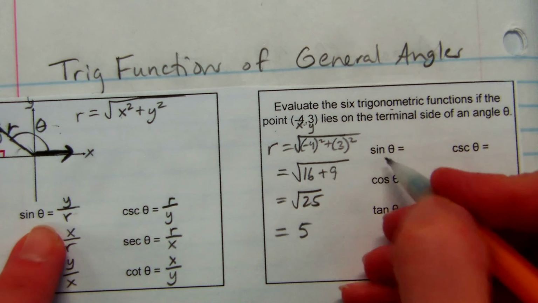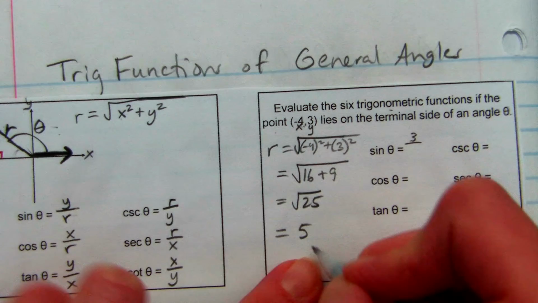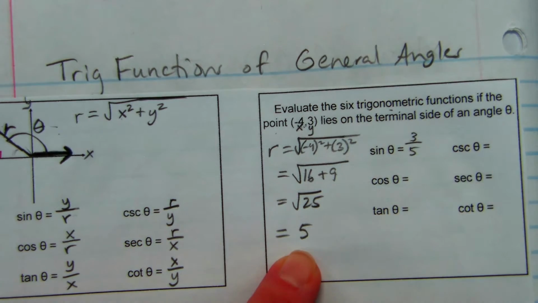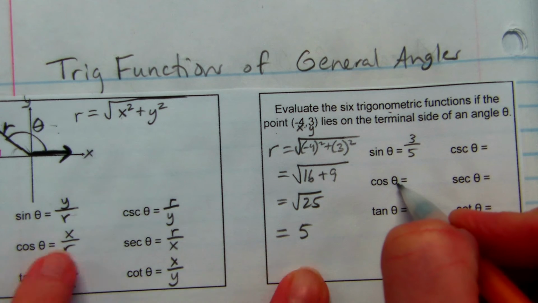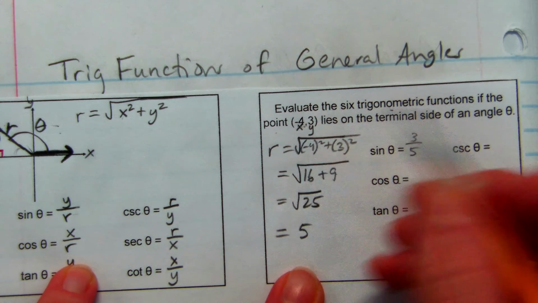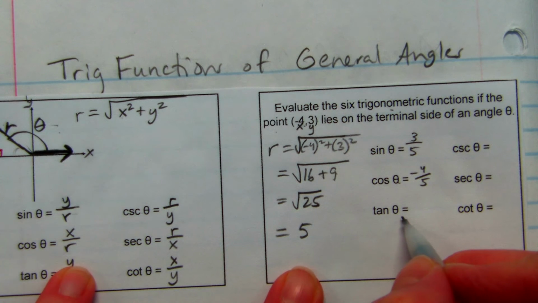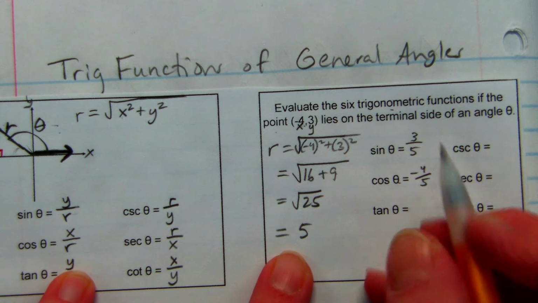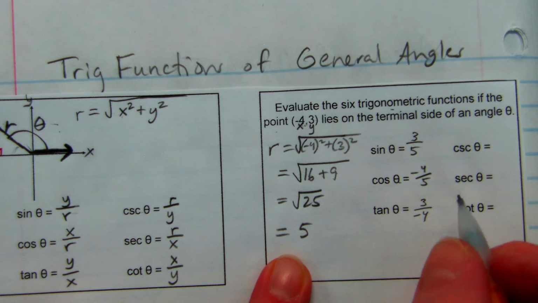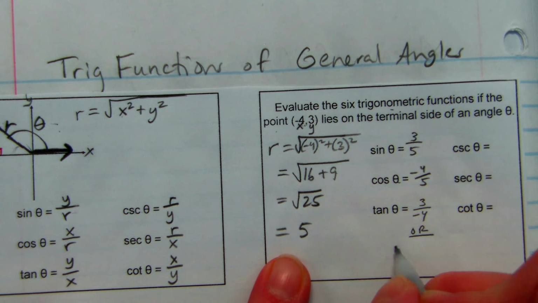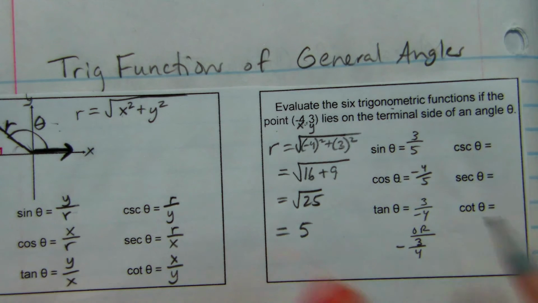So sine is always y over r. The y-coordinate's 3. R we just found is 5, so sine is 3/5. Not too bad, right? Cosine is x over r. So x is negative 4, so negative 4/5. Tangent is y over x, so 3 over negative 4. A lot of times they're going to actually just rewrite that as negative 3/4. If there's just one negative in there, they just make the whole fraction negative.